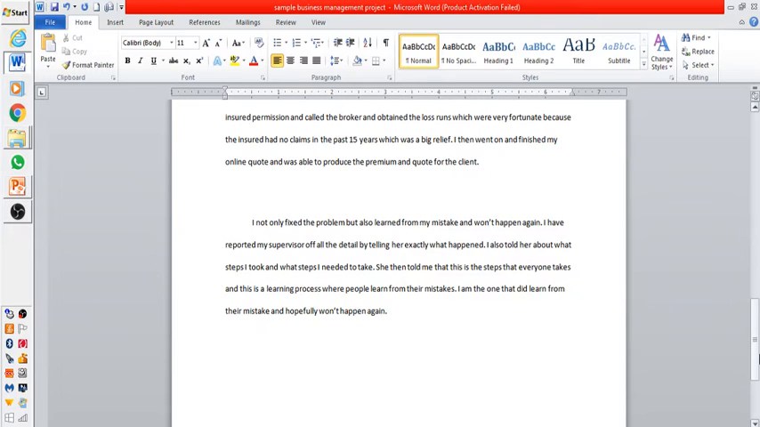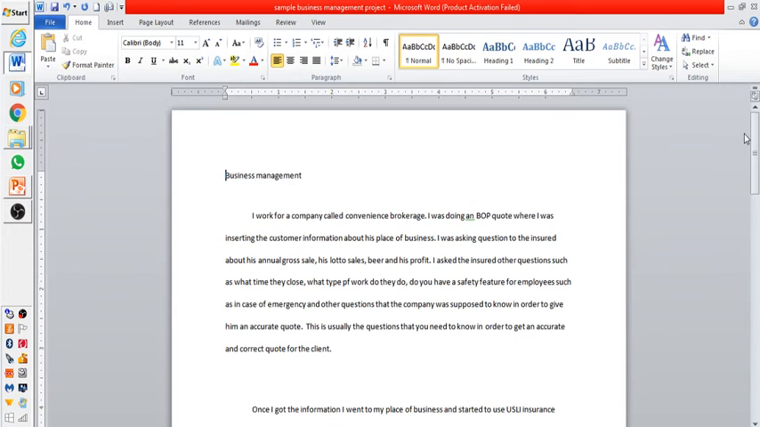I reported to my supervisor all the details by telling her exactly what happened. I also told her about the steps I took and what steps I needed to take. She then told me that these are the steps that everyone takes, and this is a learning process where people learn from their mistakes. I'm the one that did learn from the mistakes and hopefully it won't happen again. So this is basically a sample business management essay assignment.